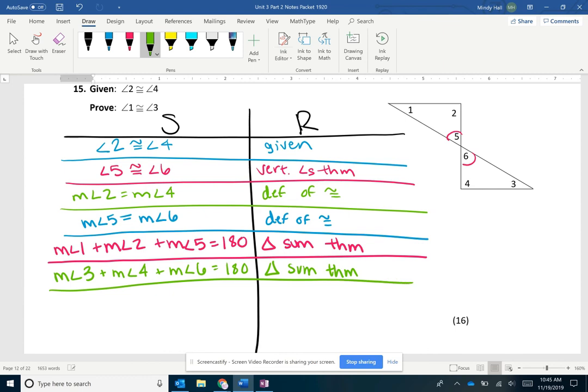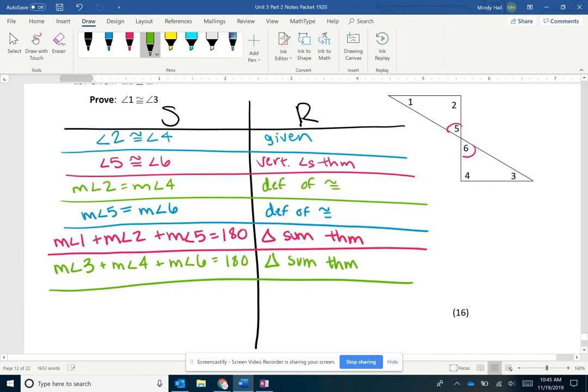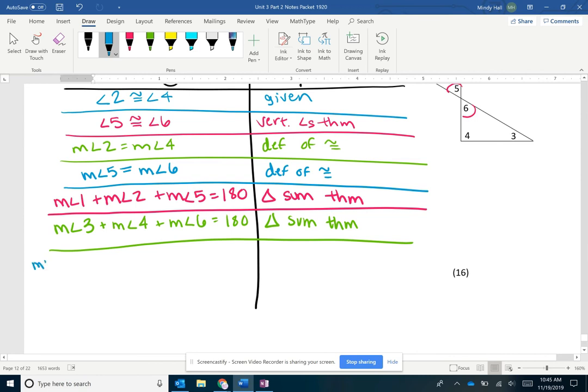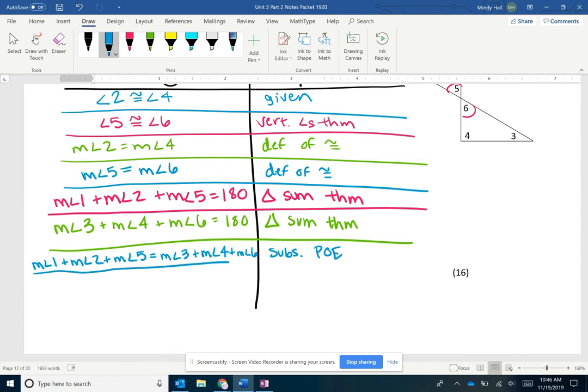So then you notice I already said my duh things, and the reason why is because then I can just substitute them in. Since these are both equal to 180, this is going to be your step that probably looks the worst, but measure of angle 1 plus measure of angle 2 plus measure of angle 5 equals measure of angle 3 plus 4 plus 6. Now, even though that looks, why did I put theorem? Even though that looks bad, you're really, again, just substituting. It's just that you happen to be substituting things that are slightly longer to write out.